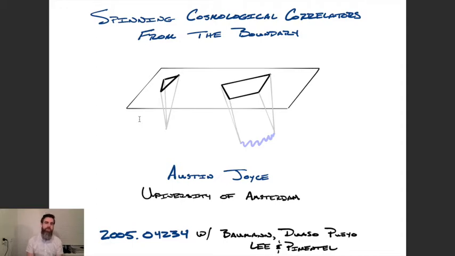So what I'm going to tell you about today is some work we finished up recently with Daniel Baumann, Carlos Duaso Pueyo, Hayden Lee, and Guilherme Pimentel that came out in this rather long paper about spinning correlation functions in cosmology and in de Sitter space in particular.